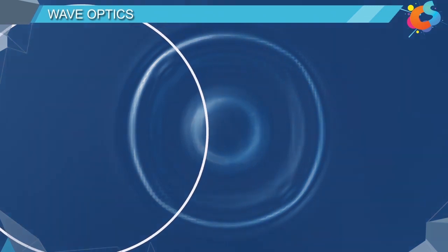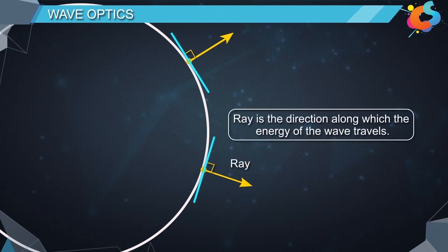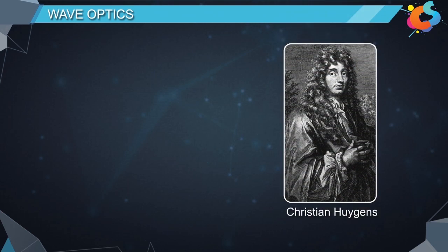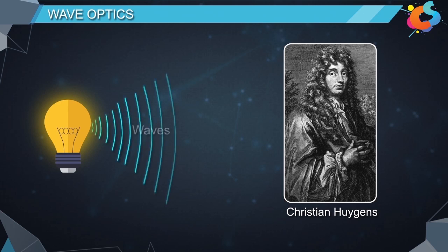Now, draw a tangent at a point on the wavefront. Then, a line drawn perpendicular to the tangent at that point is called a ray. The ray is the direction along which the energy of the wave travels. Christian Huygens applied the same theory to light and proposed that light travels in the form of waves.